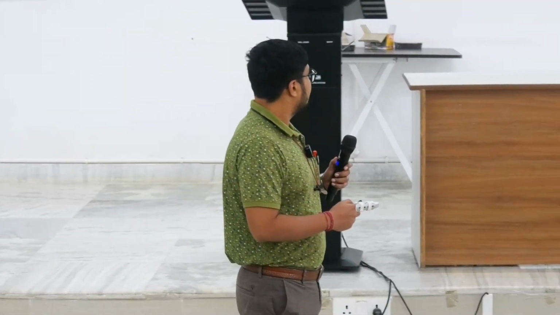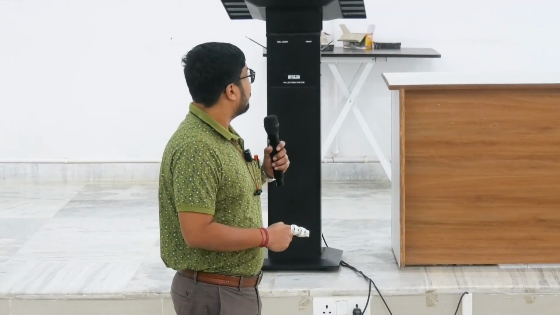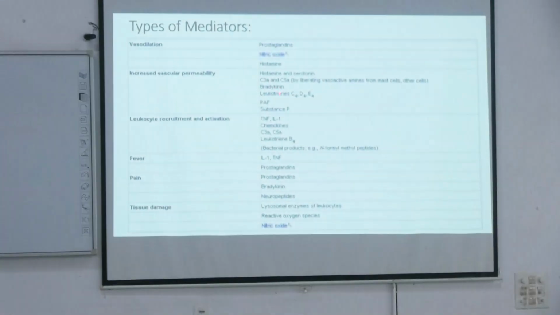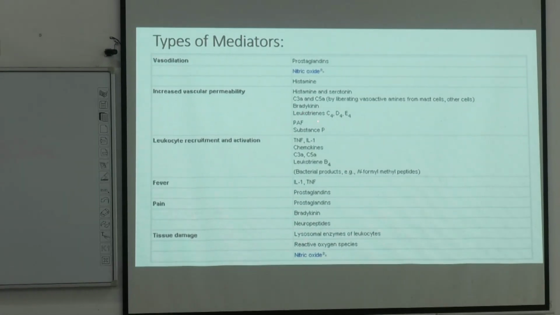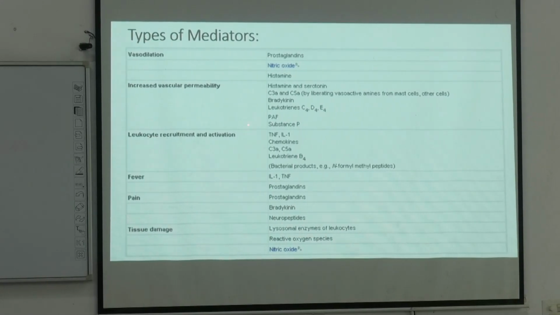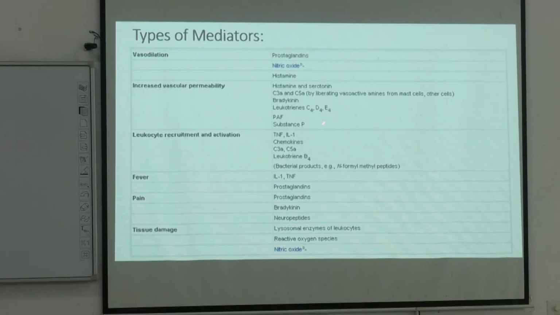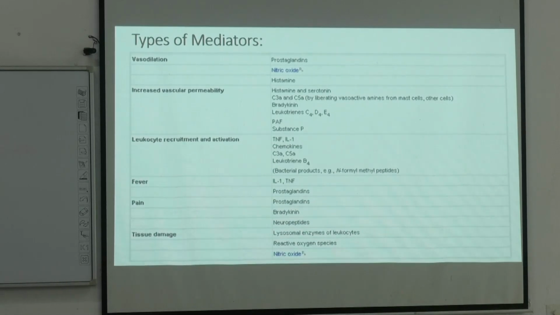So what are the potent vasodilators? Prostaglandins, nitric oxide, and histamine. Next function is increased vascular permeability, and the responsible molecules are histamine, serotonin, C3a and C5a. These are complement-derived mediators. Also C4, D4, E4 leukotrienes, platelet activating factor, and substance P. So these numerous molecules converge their effect to increase the vascular permeability.